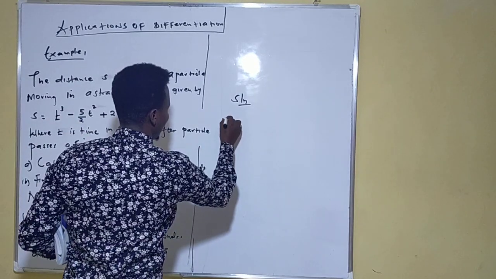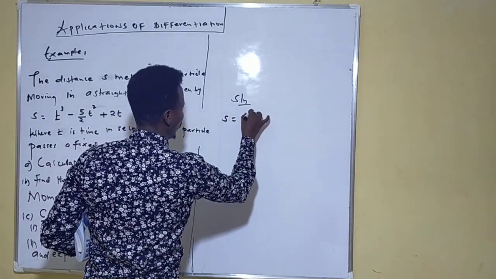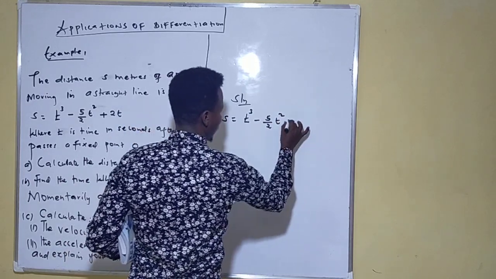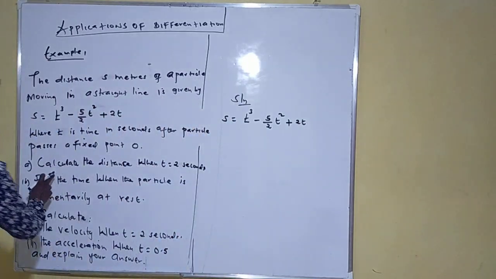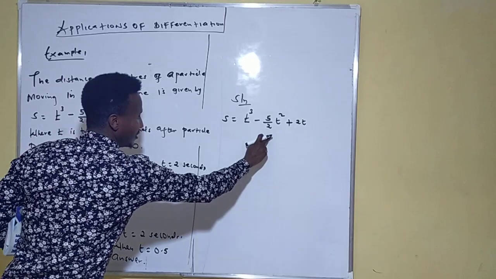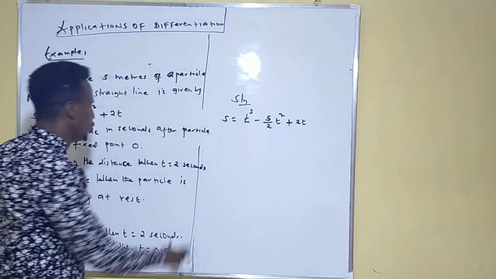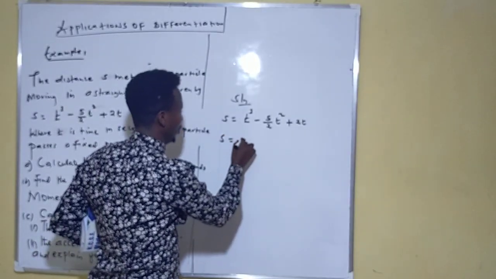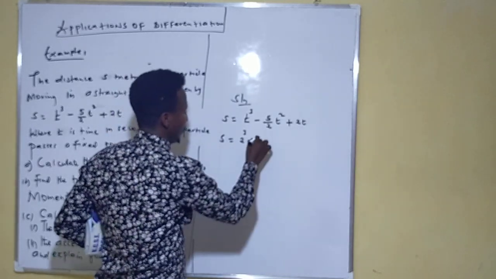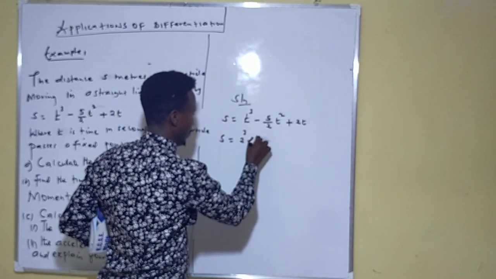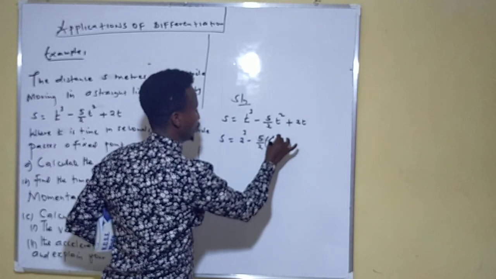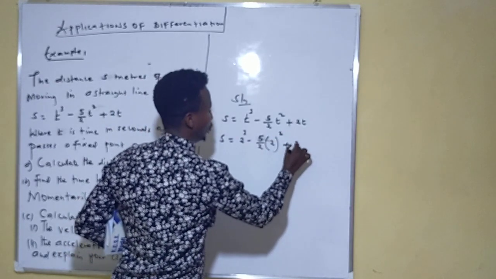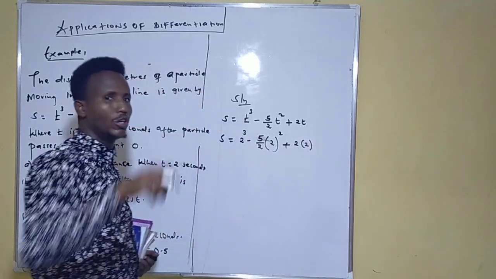We are told S is equal to t power 3 minus 5 over 2 t squared plus 2t. Remember, you are told calculate the distance, and this is the distance S when t is equal to 2 seconds. You only substitute the value of t as 2 here. So distance S is equal to 2 power 3 minus 5 over 2 into 2 squared, because t is 2. Look here, be very keen. Plus 2 into 2, because 2t means 2 times the value of t.